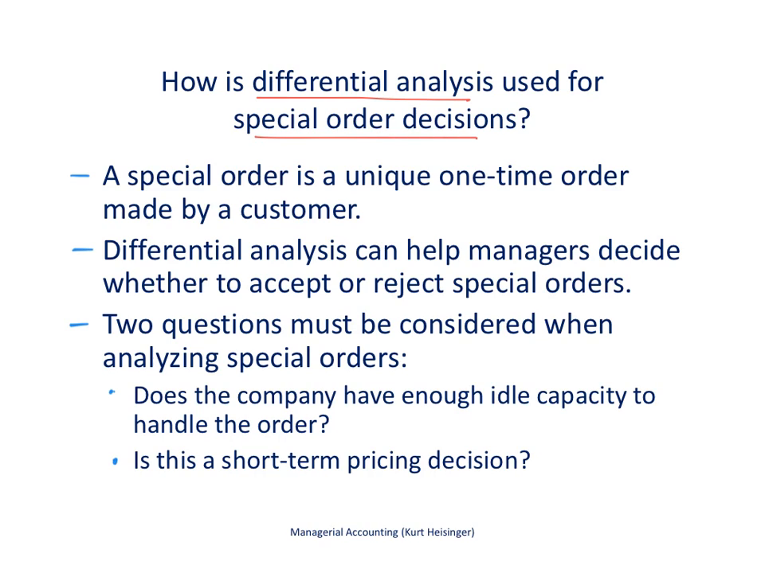A special order, first bullet point here, is a unique one-time order. It's made by a customer that comes in and says, I just want to do this one time. Usually it's a fair amount of volume, it's in bulk, and a customer might come in and say, I want you to consider this one order this one time. Differential analysis can help us to decide whether to accept or reject a particular special order.